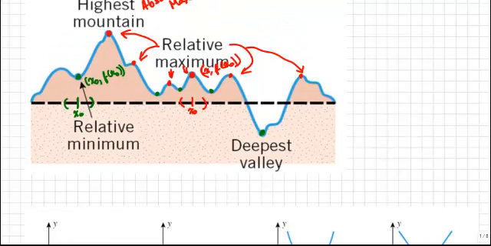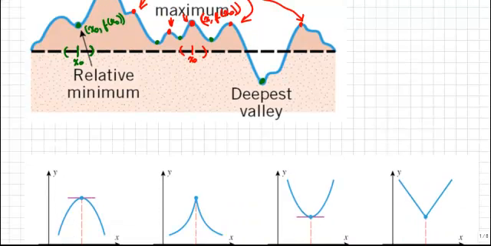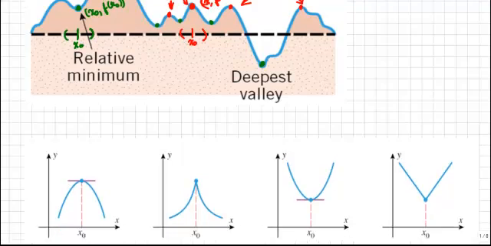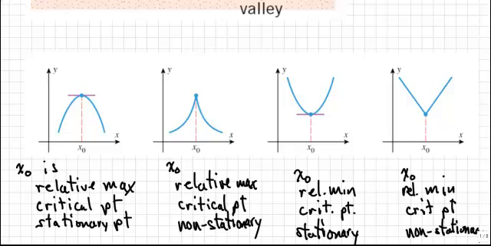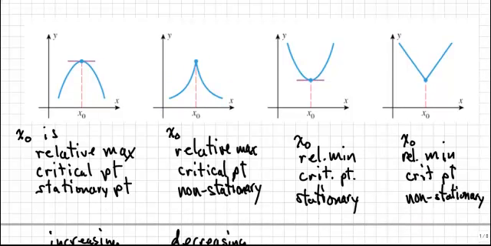So we get relative max and relative mins. They occur, if they occur, at what we're going to call critical points. And I'll talk a little bit more about what critical points are for this. But let's take a look at under what conditions we have relative maximums and relative mins.